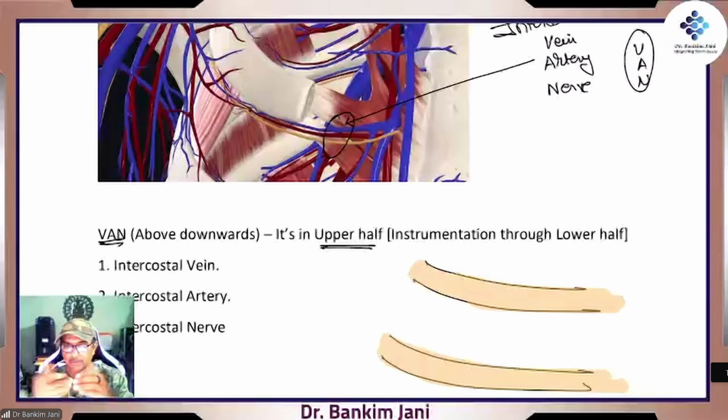If you take a rib, the lower end of the rib has a ridge. There is a ridge, and there is a space, right? Through that space, this bundle is passing: vein, artery, nerve. So this is the area through which all the veins, nerves, and arteries are passing.